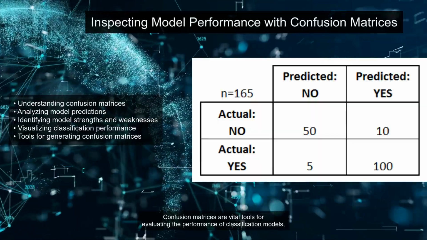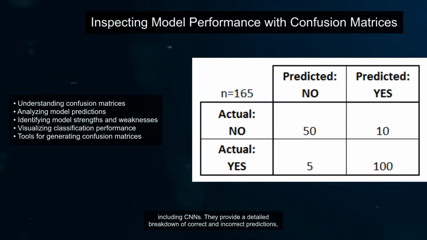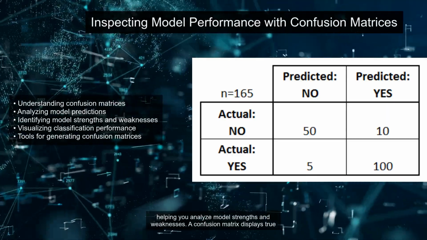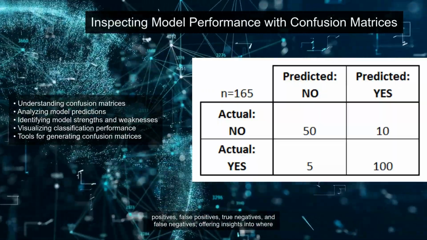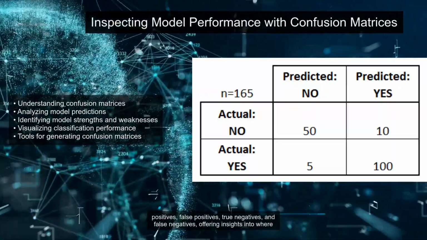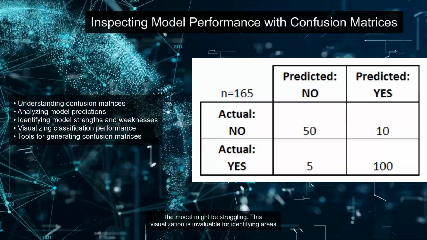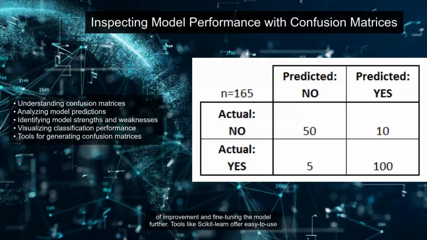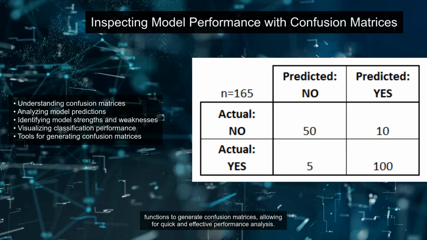Confusion matrices are vital tools for evaluating the performance of classification models, including CNNs. They provide a detailed breakdown of correct and incorrect predictions, helping you analyze model strengths and weaknesses. A confusion matrix displays true positives, true negatives, and false negatives, offering insights into where the model might be struggling. This visualization is invaluable for identifying areas of improvement and fine-tuning the model further. Tools like scikit-learn offer easy-to-use functions to generate confusion matrices, allowing for quick and effective performance analysis.